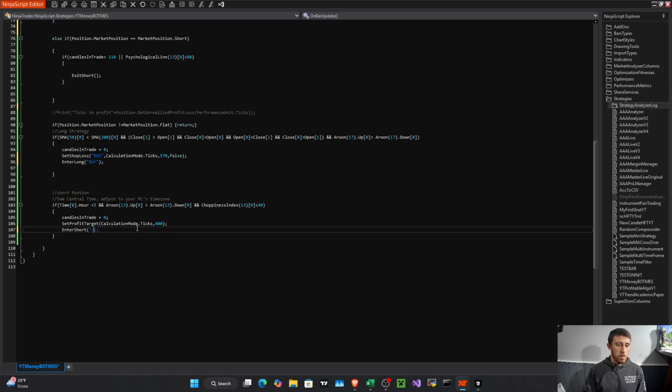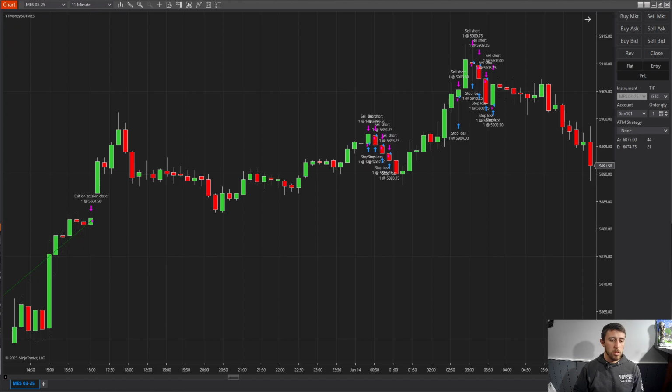Then we're going to do the same here, sell, and our set profit target is only going to connect to positions that sell. So that looks good. Let's compile.